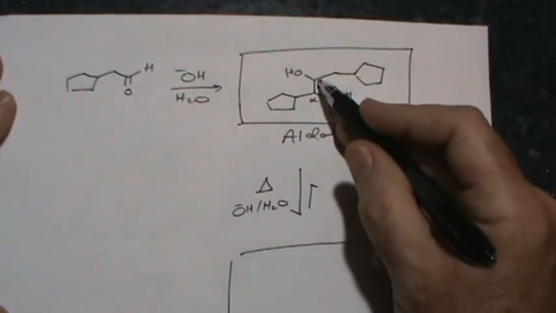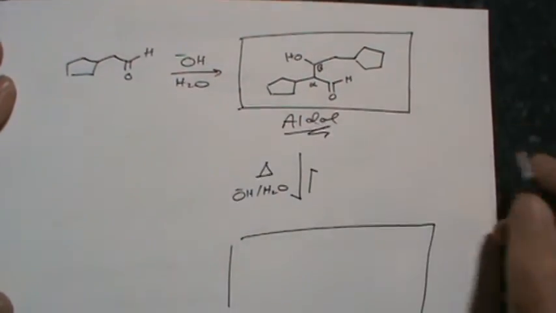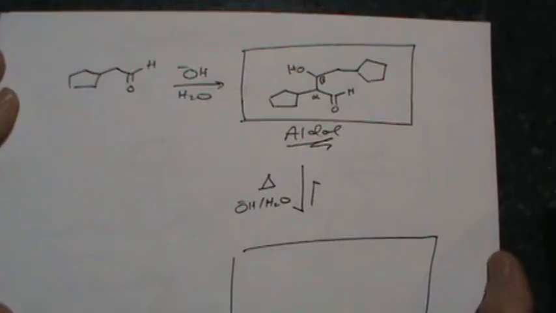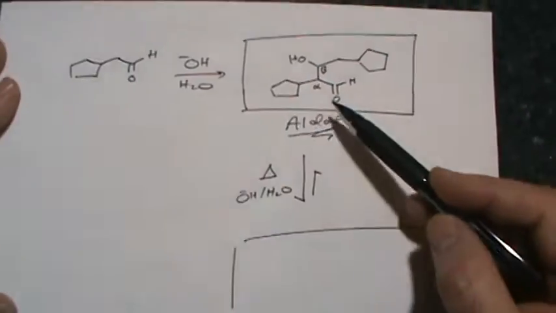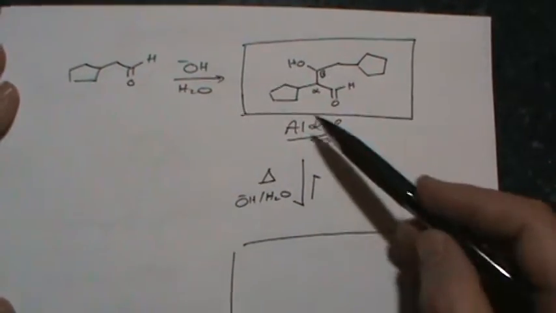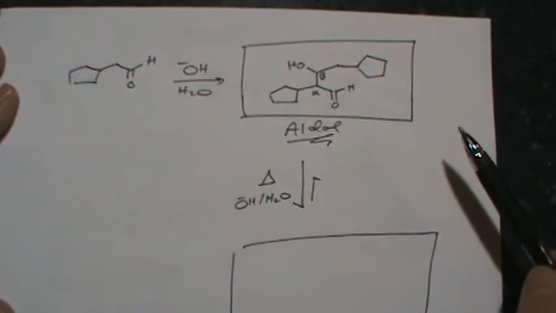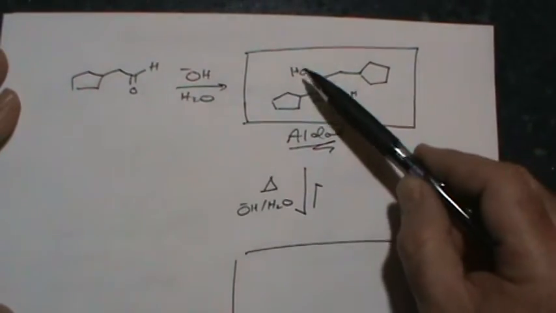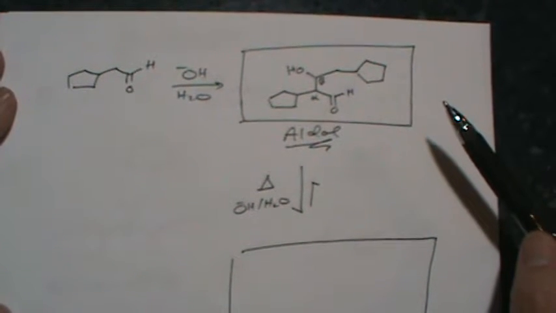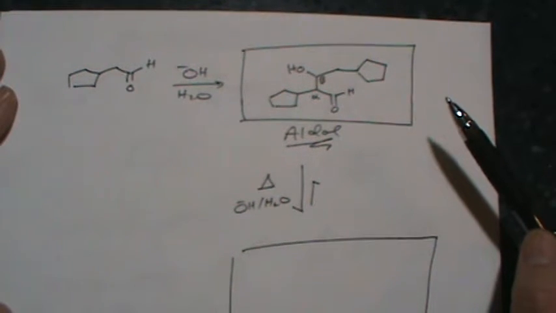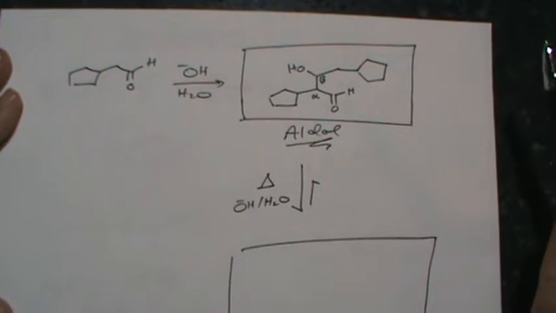This is an alpha beta hydroxy carbonyl compound. That's an aldol. If we look at the total number of carbons, we started with 5, 6, 7 carbons. We should have 14 in our condensation product. There's 5, 6, 7, and there's another 5, 6, 7. We've got 14 carbons and a beta hydroxycarbonyl. Both of those are indications that we've drawn our aldol product correctly. Now look carefully at that alpha-beta unsaturation.